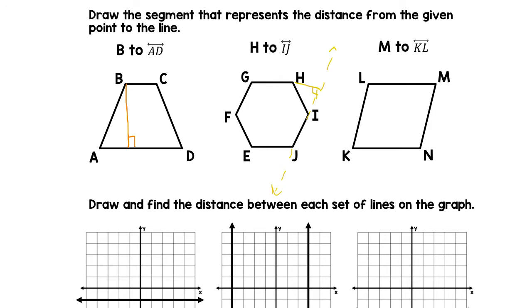And point M to KL. We're going to imagine that goes on as well. And from M to KL, there we go. And that's a straight line. That's a perpendicular line.